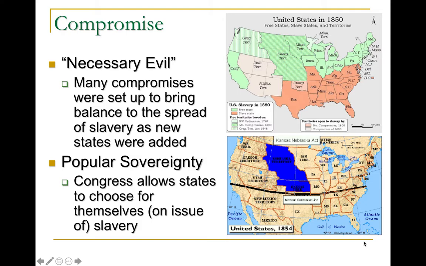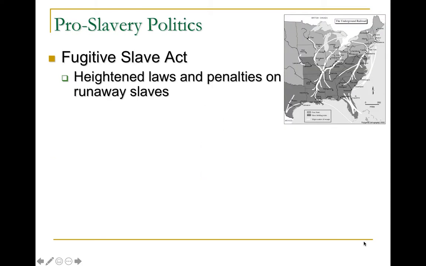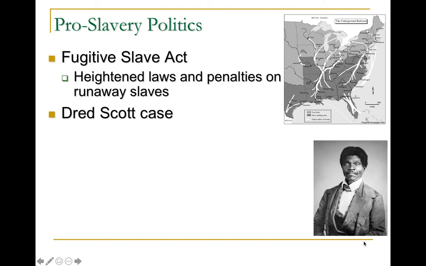When a federal government will not deem an evil as evil, but just leaves it up to the democracies, leaves it up to the states to decide, to the people to decide, then that leads to violence. Then we have pro-slavery politics, such as the Fugitive Slave Act. This heightened laws and penalties on runaway slaves.